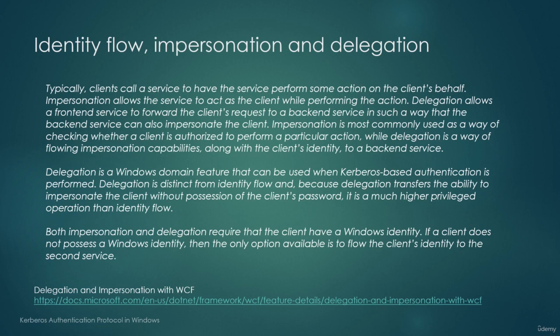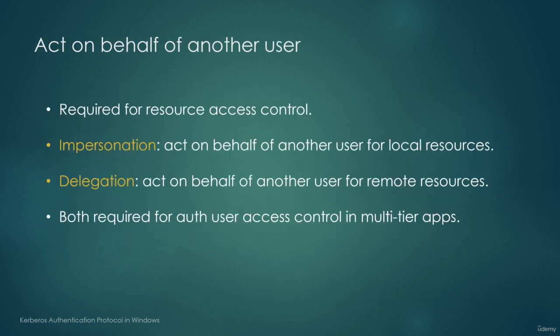Both impersonation and delegation require that the client have a Windows identity. If a client doesn't have a Windows identity, then the only option available is to flow the client's identity to the second service. For a service to control access to local resources on a per-user basis, it needs to run a process under the end-user security context, that is, to impersonate the user. Impersonation can be configured for a specific user so that the service always runs processes under the same account's credential, or it can be configured for authenticated users.